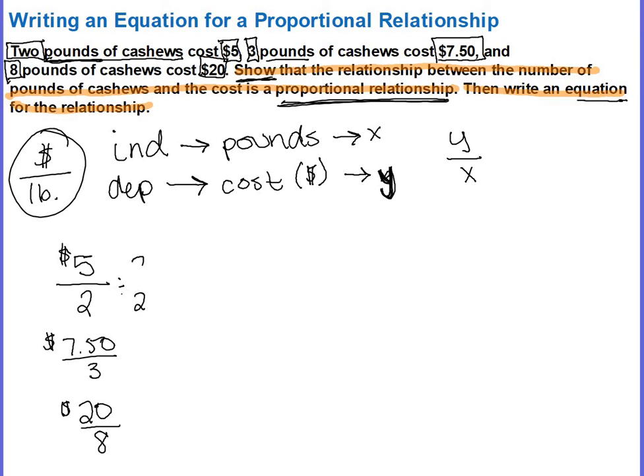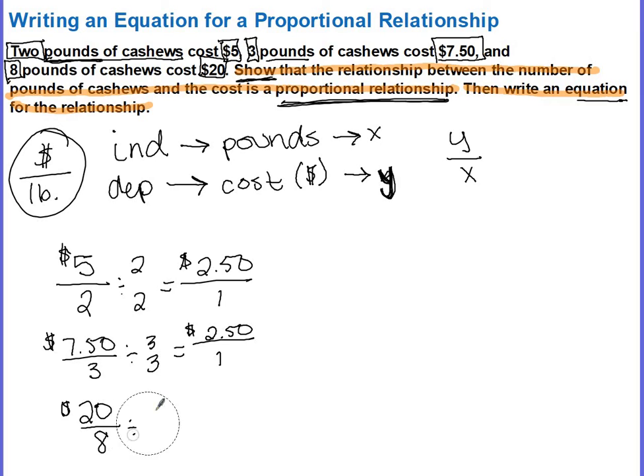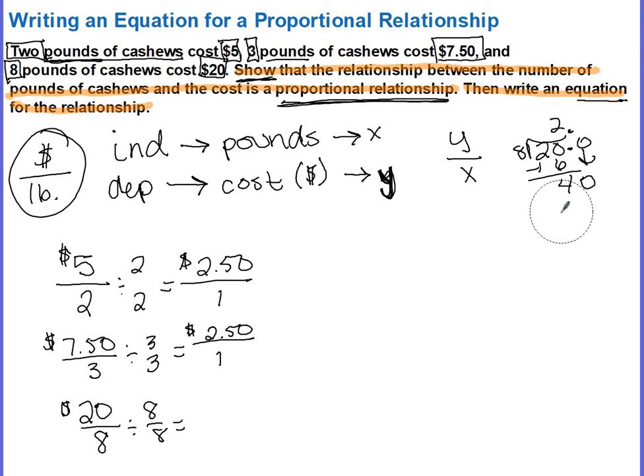So in this case, I'm going to divide each of these by 2, and I get $2.50 for 1 pound. I'm going to divide each of these by 3, and I get $2.50 for 1 pound. I'm going to divide each of these by 8, and just in case we're unsure, we can pop off to the side, 20 divided by 8. 8 goes into 20 2 times, minus 16 is 4. I add a decimal and add a decimal so I can add a 0. I bring down the 0.